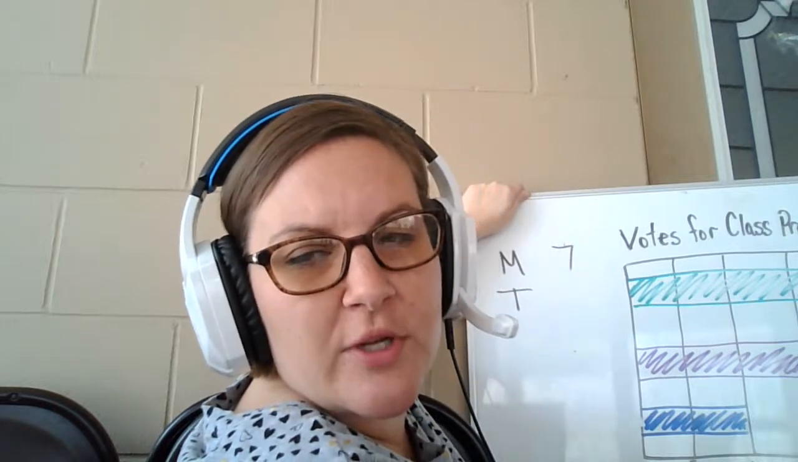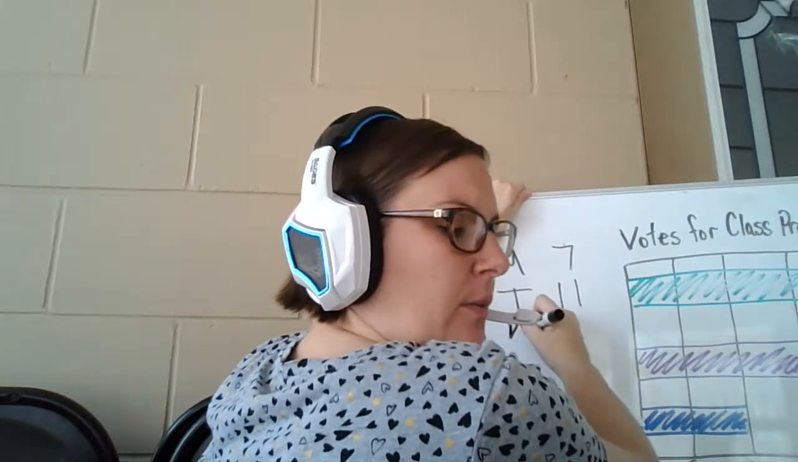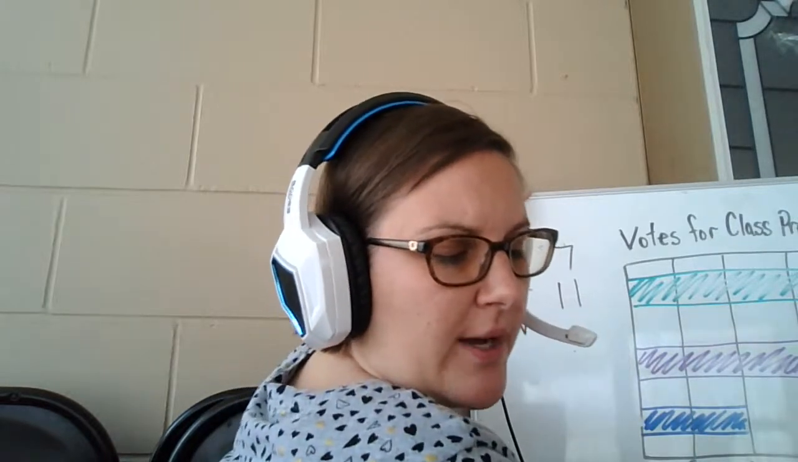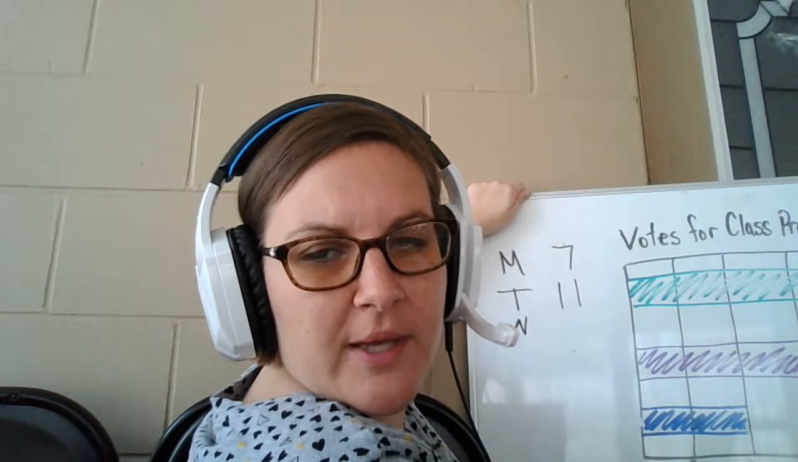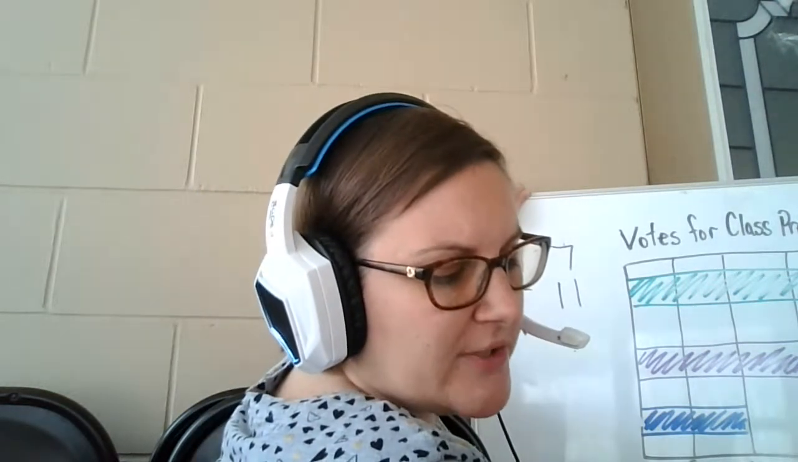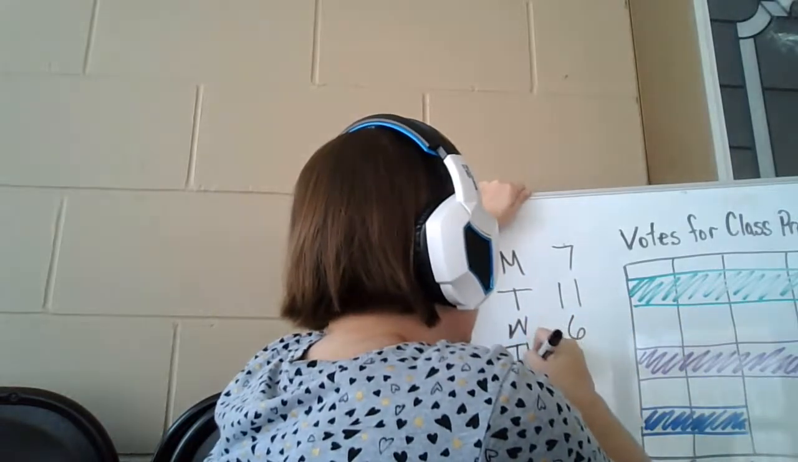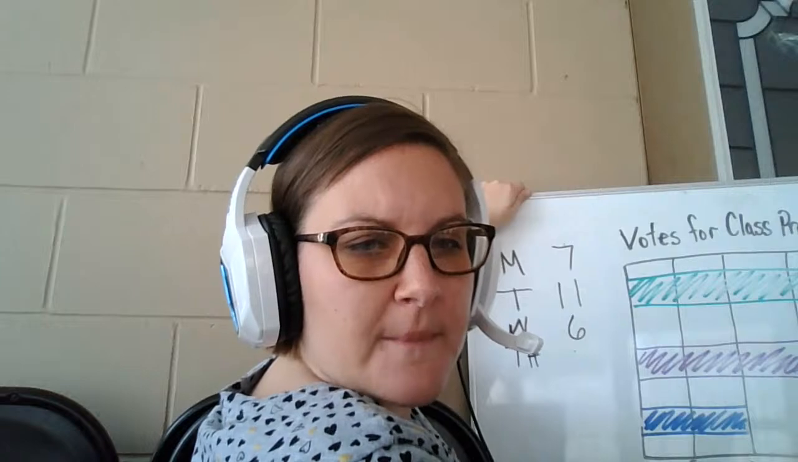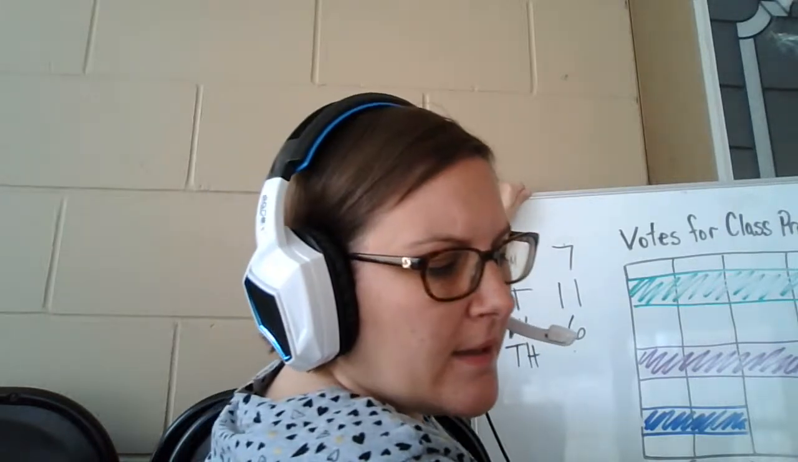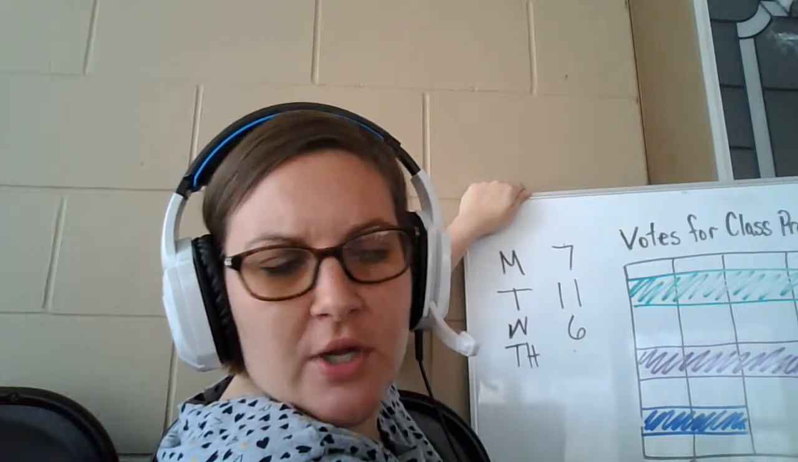What do you do when two numbers are in the middle? You got to go in the middle. 11. Good. Wednesday, they did what? How much did they pick? Wednesday's right on the number. 6. Thursday. Thursday, they picked how much?